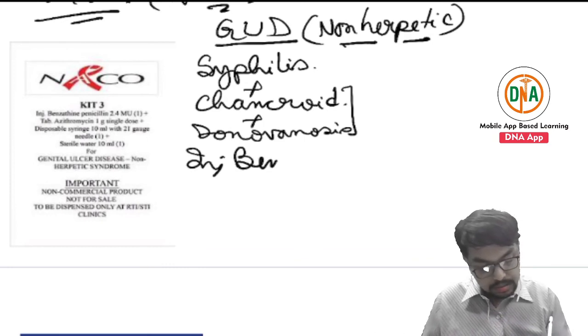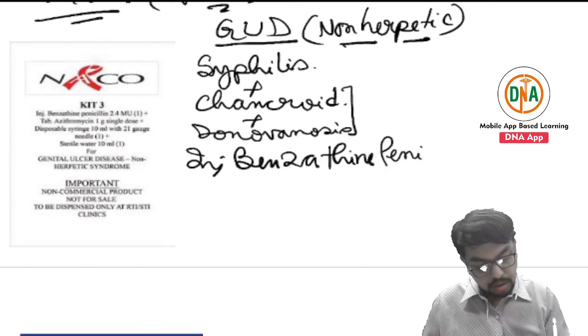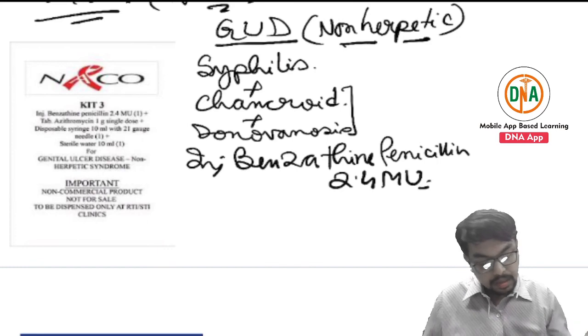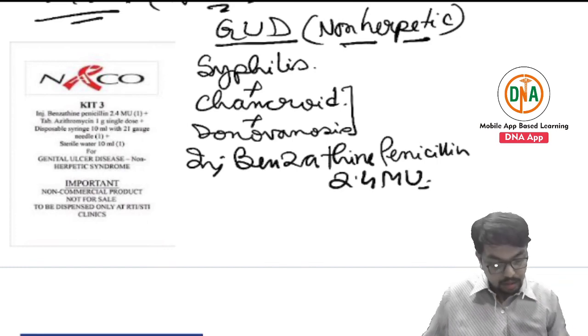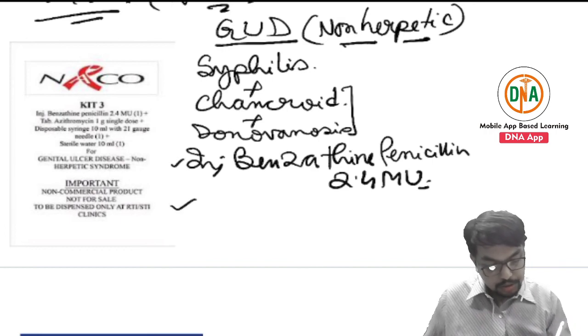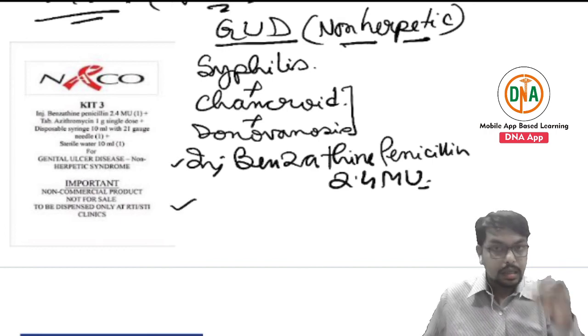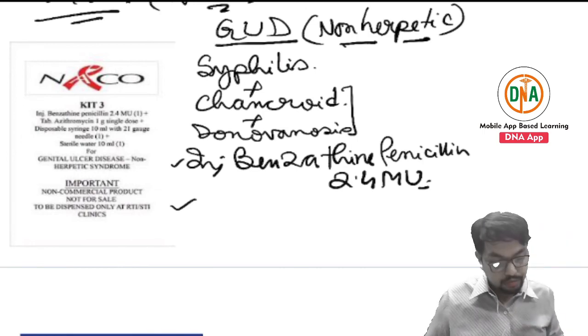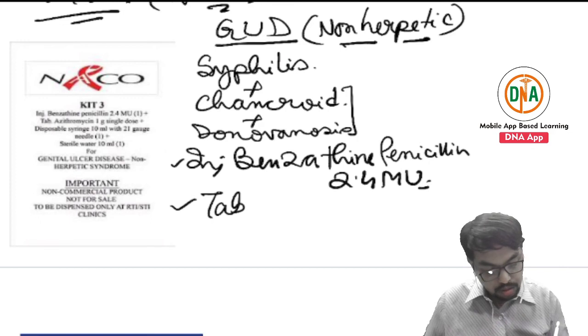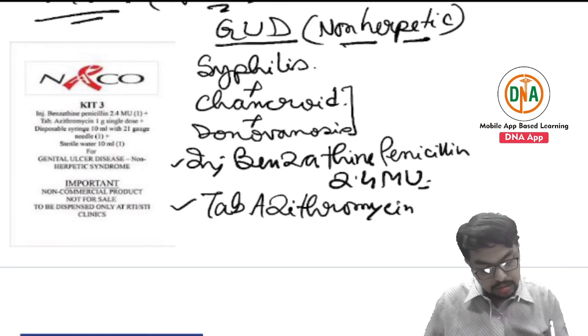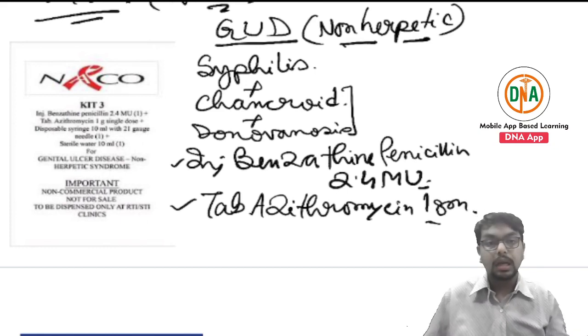So for syphilis, what is the treatment of choice? Treatment of choice is benzathine penicillin. As we all know, 2.4 million units is given. Each half is given deep intramuscular in each buttock. And for chancroid and donovanosis, that is Haemophilus ducreyi and Klebsiella granulomatis, what we use is azithromycin 1 gram single dose.